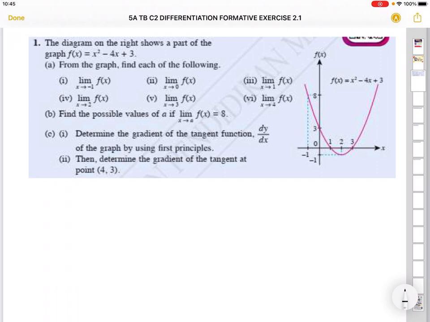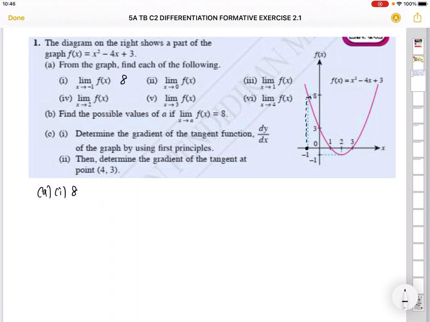x approaches -1. So you're already given the graph, so we can just look at the graph, and from our graph we can see that when x approaches -1, which is over here, your y value or your f(x) value approaches 8. So your answer for Roman 1 is just 8. Very simple, just read from the graph.